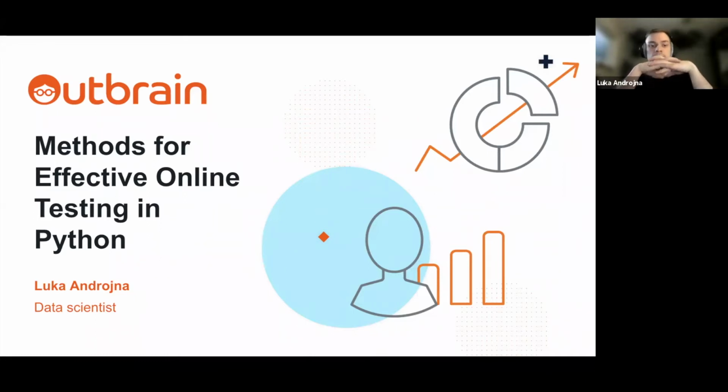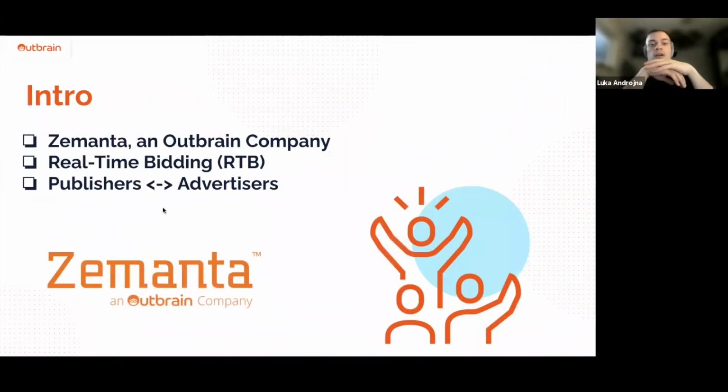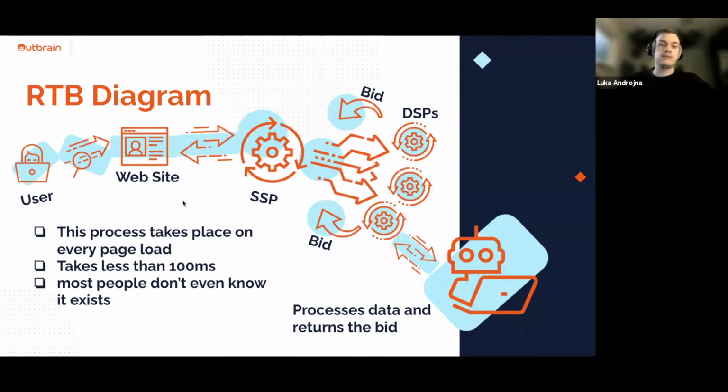My name is Luka and I'm a data scientist at Zemanta, an Outbrain company. We are one of the bidders who participate in real-time auctions for ad space that can be found on the web. And to explain this in the easiest manner possible, let's just go through an easy example.